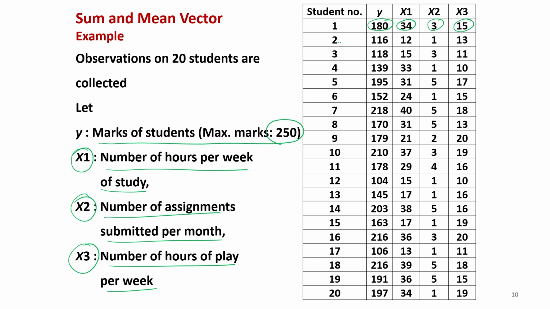Similarly, the second student has got 116 marks, and that student actually studied 12 hours in a week, submitted 1 assignment and played for 13 hours in a week, and so on. This data is given here, right? So we know that the marks of the student depend on all such factors, right?